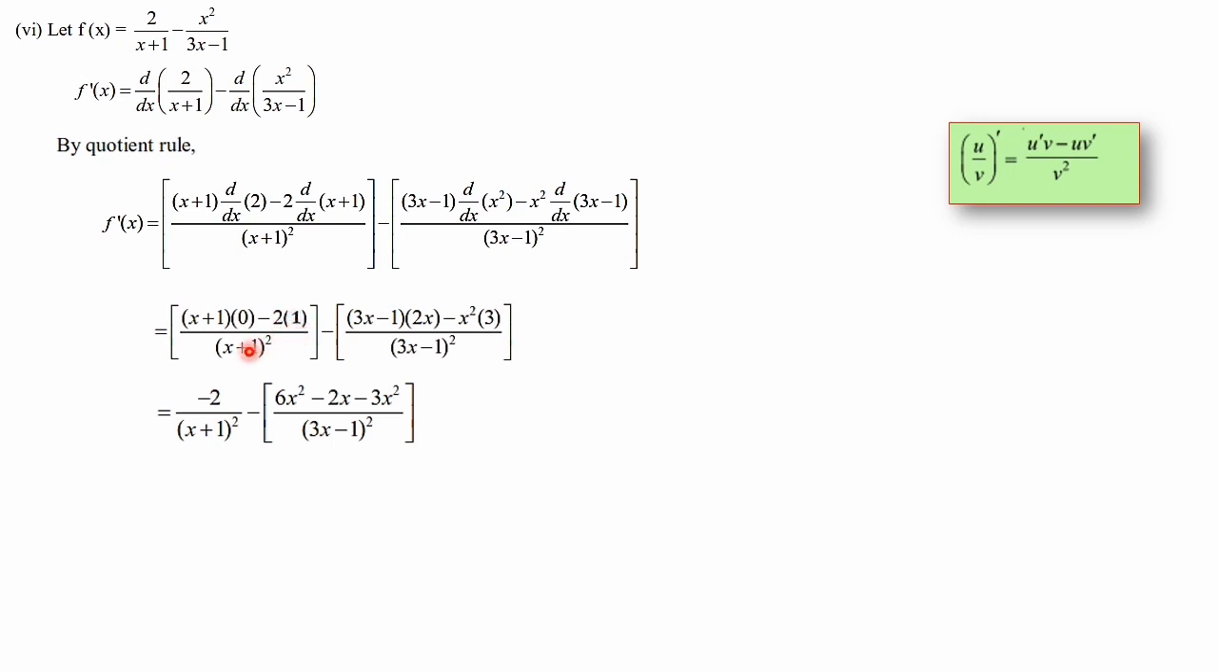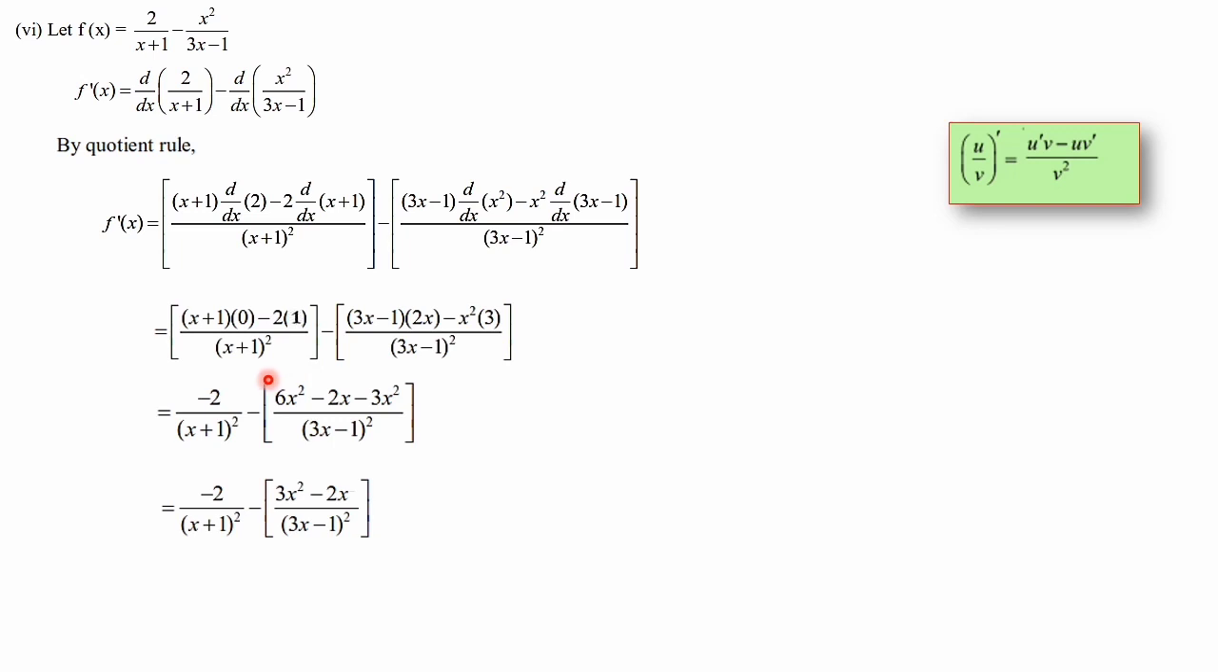So minus 2 by (x plus 1) the whole square, minus, when you remove the bracket, 3x into 2x, that is 6x square. Then minus 1 into 2x, that is minus 2x. Then 3 into x square is 3x square. Then the denominator is the same. Then minus 2 by (x plus 1) the whole square minus, the denominator is (3x minus 1) the whole square as it is.